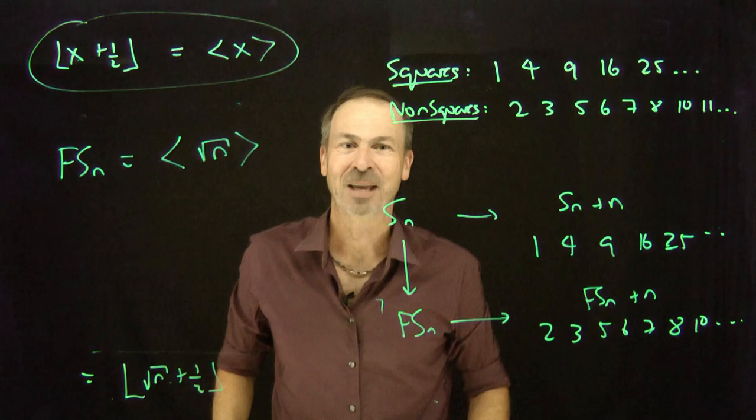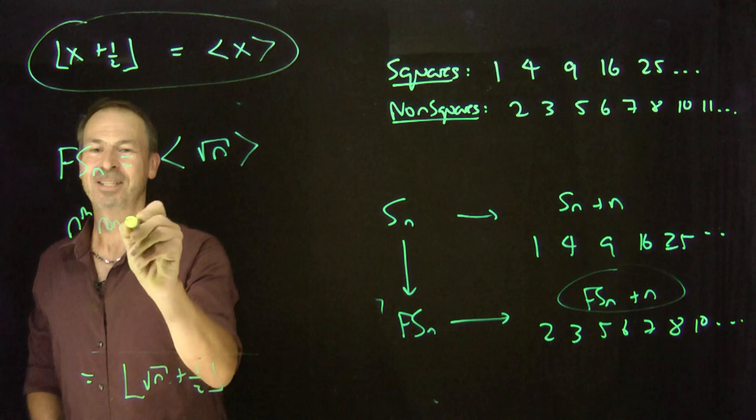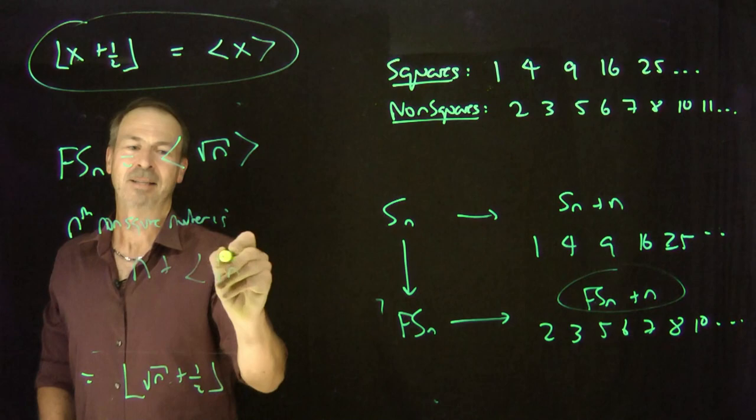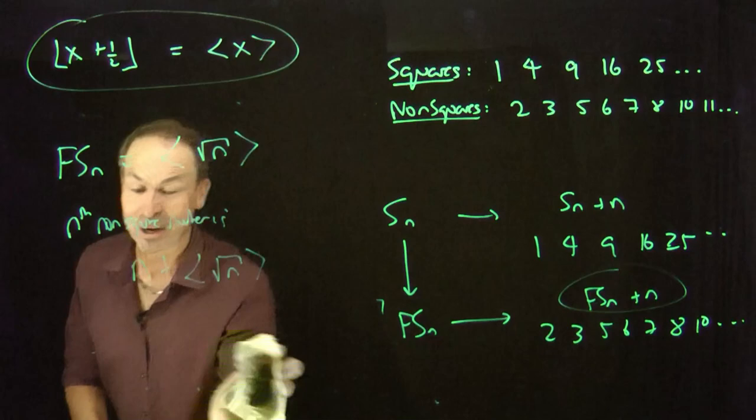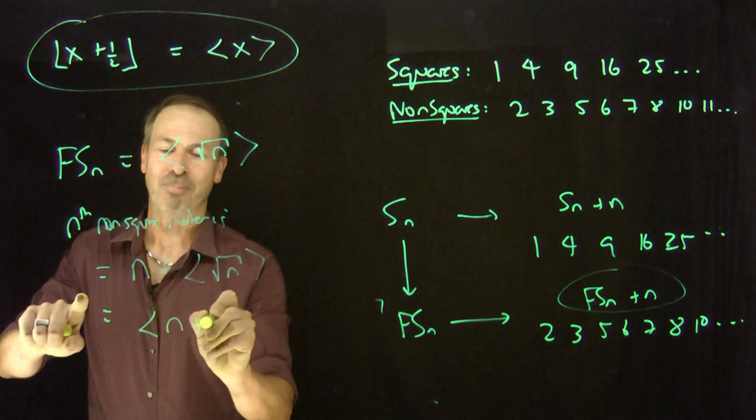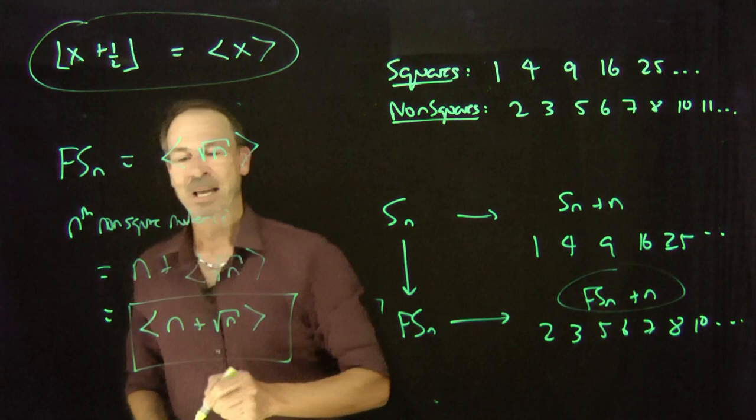In which case, the formula for the nth non-square number is n plus the square root of n rounded up or down to the nearest integer. Whoa! But just to be really clear, since n is already an integer, this actually equals just n plus the square root of n, all rounded up or down appropriately. I like that version. I don't know why I like that version. But there is a formula for the nth non-square number.